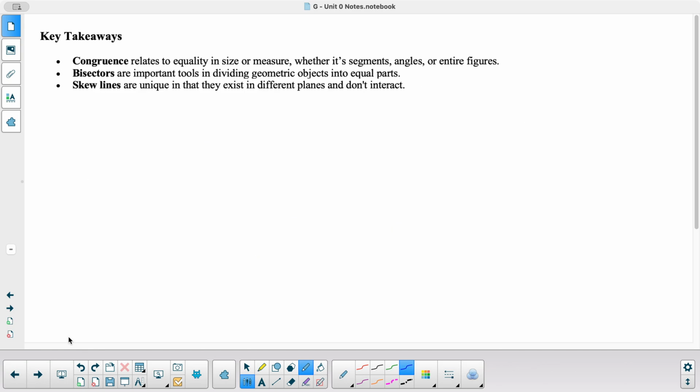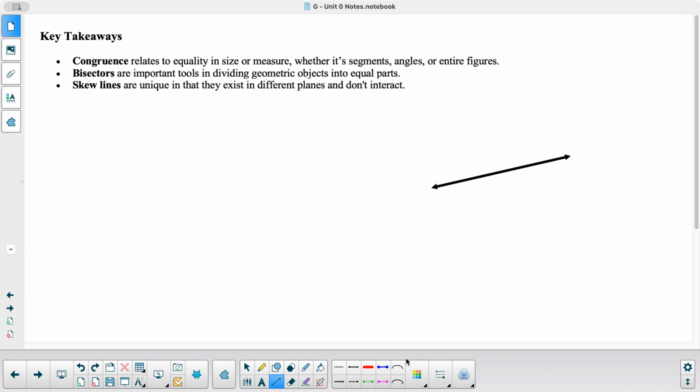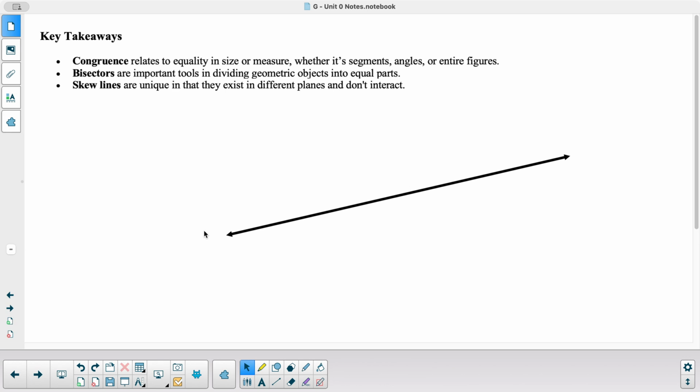All right, so key takeaways: congruence relates to equality. So when you hear the word congruent, you should think equal in size or measure, whether it's segments, angles, or entire figures. Bisectors are important tools in dividing geometric objects into equal parts. Something important to note, you can't bisect a line, because if I have a line here, I can't cut this in half because it goes on forever. You know what I mean? Technically this continues on and continues on even further. So you can never really cut it in half because it's going on infinitely in both directions.